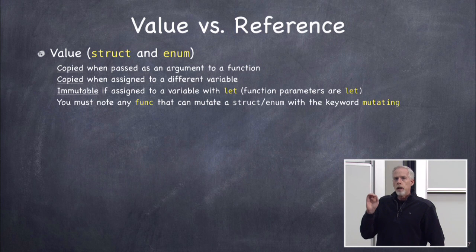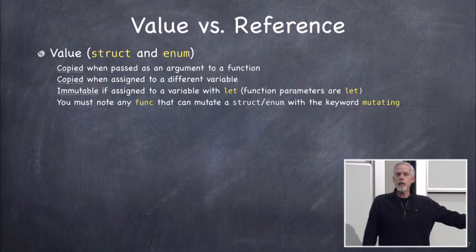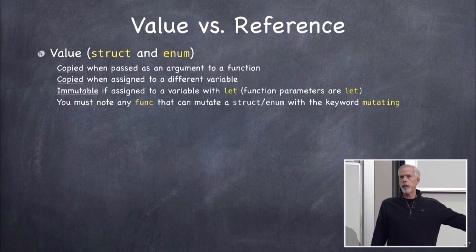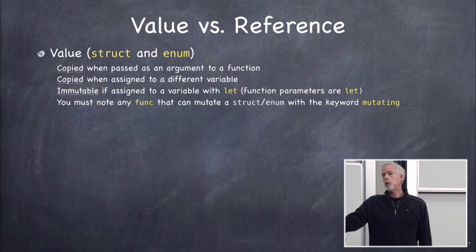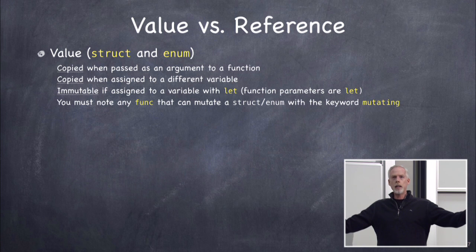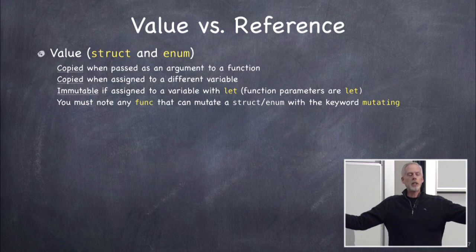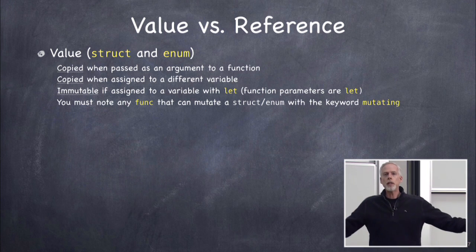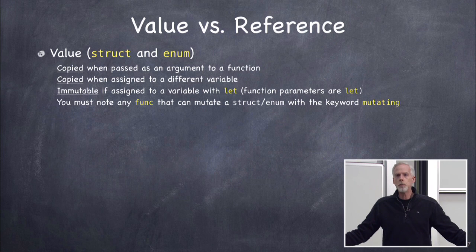A value type. What does that mean? It means that it's copied when you pass it as an argument to a function. It's copied even if you just assign it to another variable. If you assign it to a let, it's immutable. That's very important to understand. If you assign a value type to a let, using let x equal that thing, it is immutable, no matter how complicated it is. If it's an array or a dictionary, you can't add any elements. If it's a calculator brain, it means you can't call any of its mutating functions. So you can't do perform operation on it.